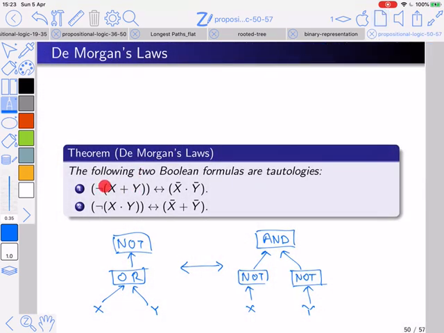Recall the two tautologies called De Morgan's laws, which say that the negation of x or y is equivalent to the negation of x and the negation of y. The negation of x and y is equivalent to the negation of x or the negation of y. You can see the first tautology depicted here via parse trees. The parse tree of the left-hand side appears here. The parse tree of the right-hand side appears over here.